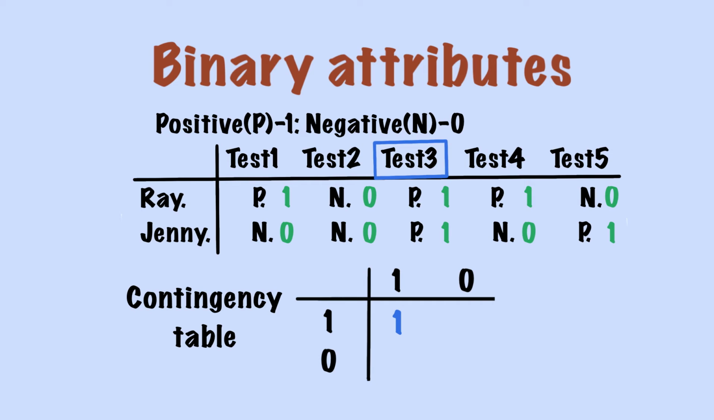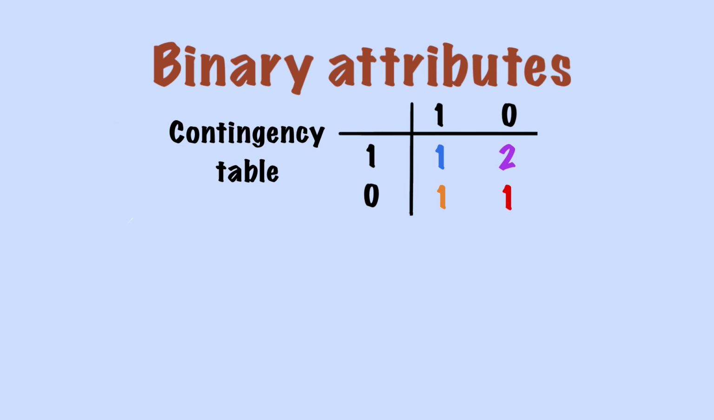There is only one test where both Ray and Jenny are 1, which is test 3, so we put 1 in the top left corner. Again, there is only one test where Ray is 0 but Jenny is 1, which is test 5, so we put 1 in the bottom left cell. Then, there are 2 tests where Ray is 1 but Jenny is 0, which are test 1 and 4, so we put 2 in the top right cell. Last, test 2 is the only case where both Ray and Jenny are 0, so we put 1 in the bottom right cell. We now have a complete contingency table, so we can ignore the original data.